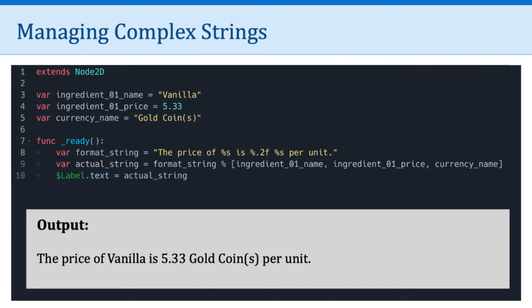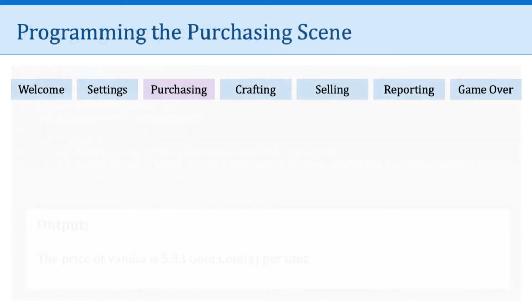And so for my format string, I'm passing in 3 specifiers or 3 variables: ingredient 1 name, ingredient 1 price, and the currency name. And as a result, I can use this template in a very flexible way by just passing in those variables. Okay, so now I want to go back to talk a little bit about programming the purchasing scene. So we can remember from last week that in the lemonade stand, we essentially have to navigate linearly through all of these scenes.